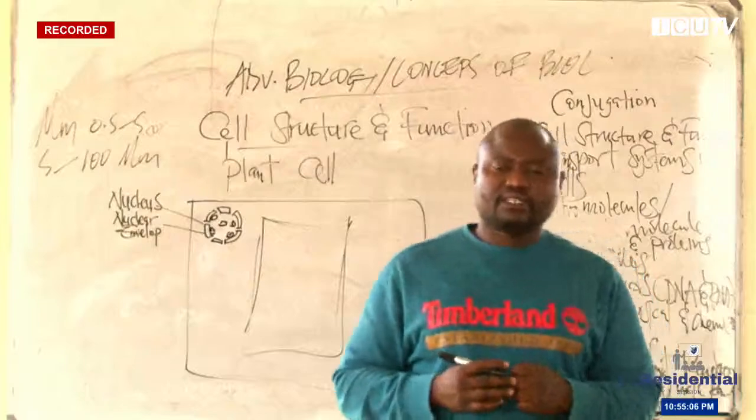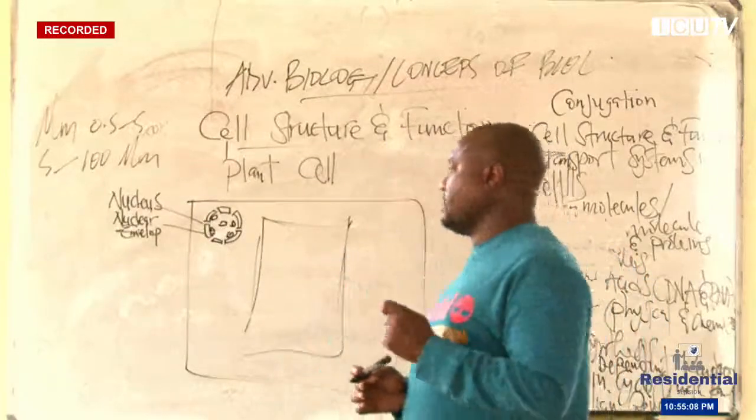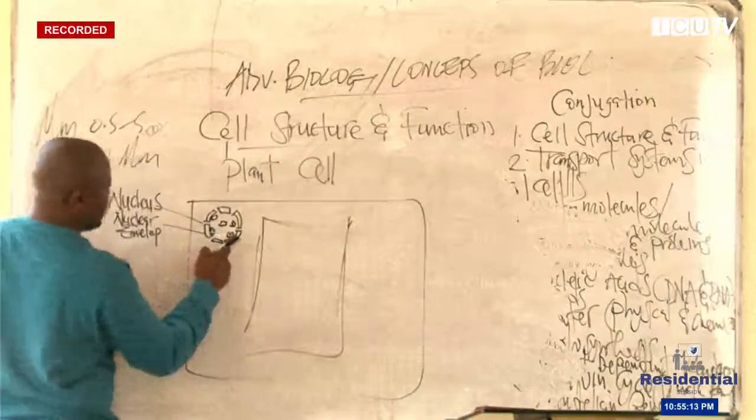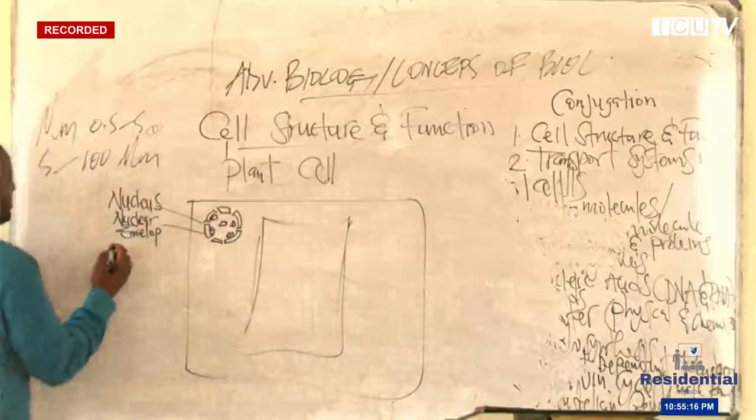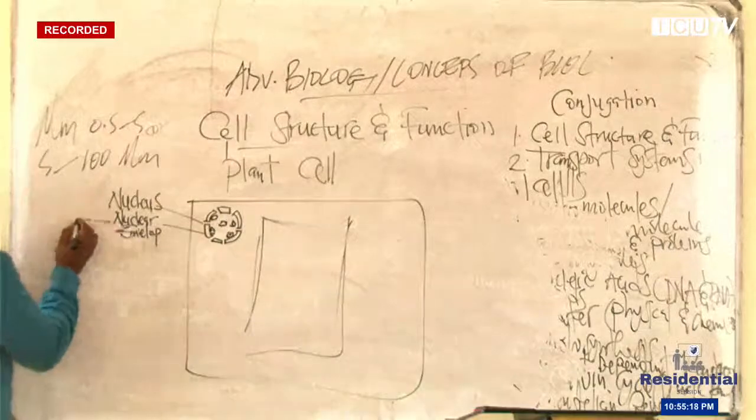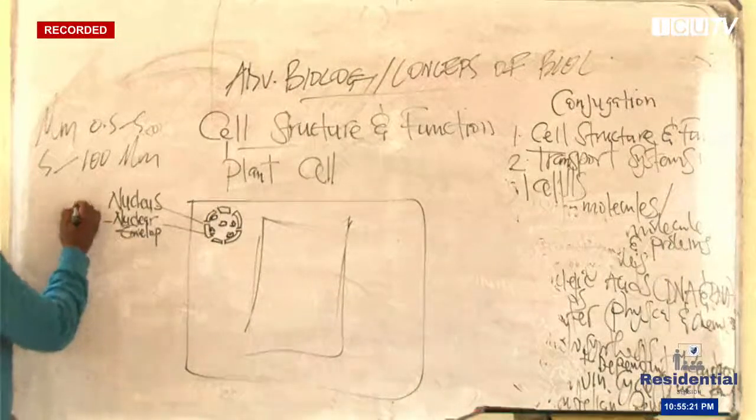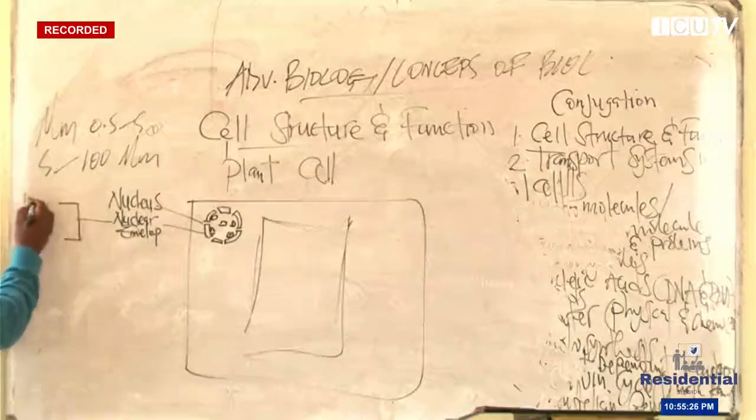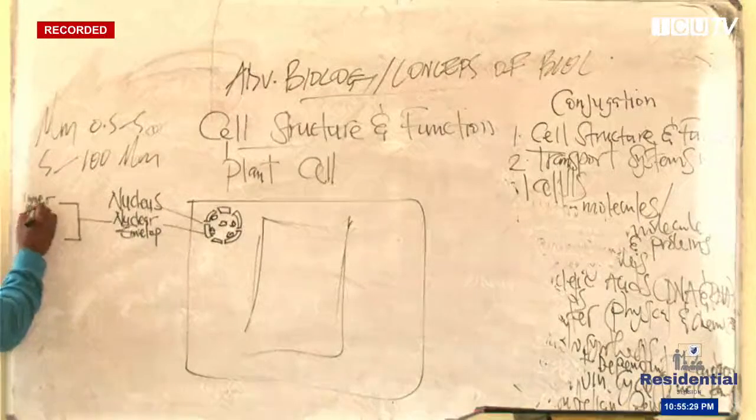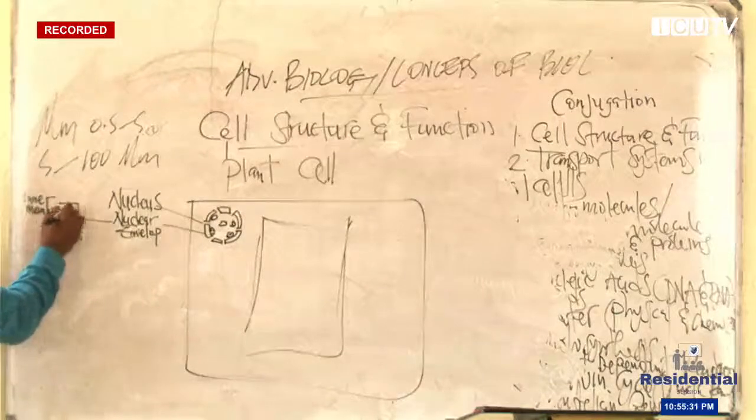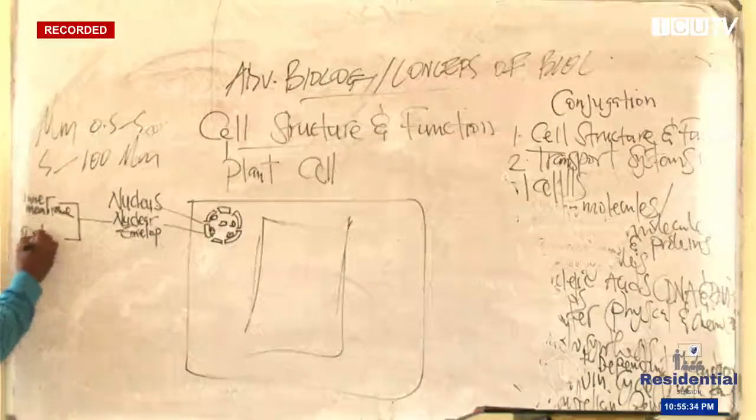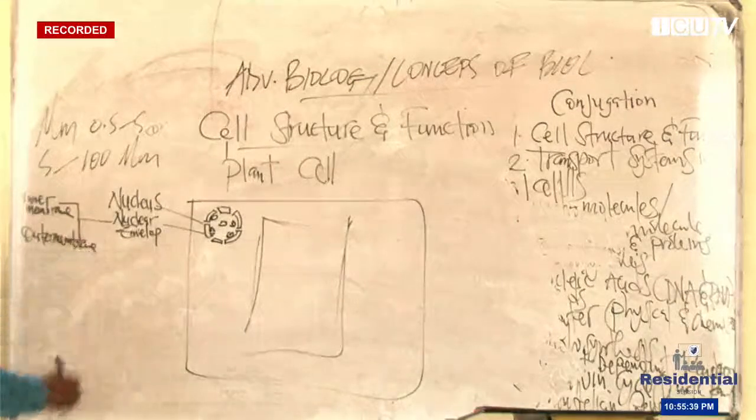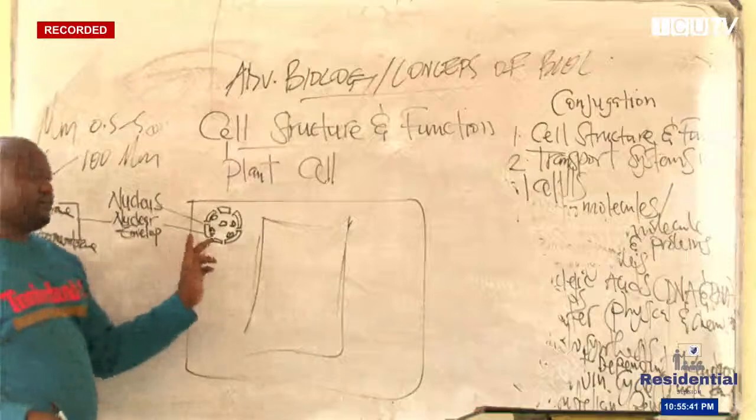Now, you need to understand that this nuclear envelope is a double membrane structure. As you can see the way I've sketched it, the nuclear envelope is a double membrane structure. So we have got the inner membrane, and then we have got the outer membrane. Inner and the outer membrane.